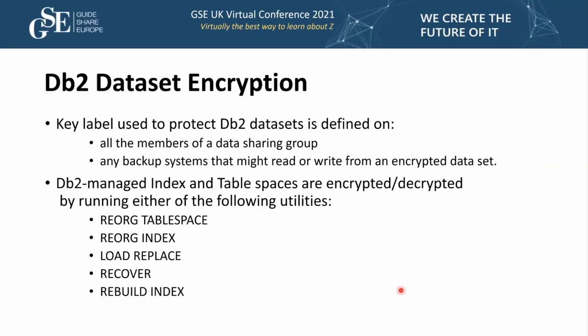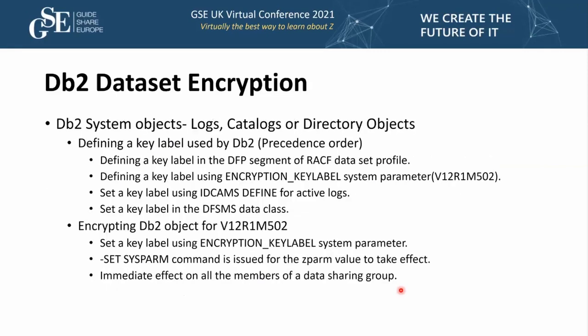Db2 managed index and table spaces are encrypted or decrypted by running any of the following utilities. It could be REORG TABLESPACE, REORG INDEX, LOAD REPLACE, RECOVER, or REBUILD INDEX. So, Db2 dataset encryption for the Db2 system objects, that is logs, catalogs, or directory objects. Db2 supports z/OS DFSMS dataset encryption for log, catalog, and directory datasets using a key label for encryption and decryption.